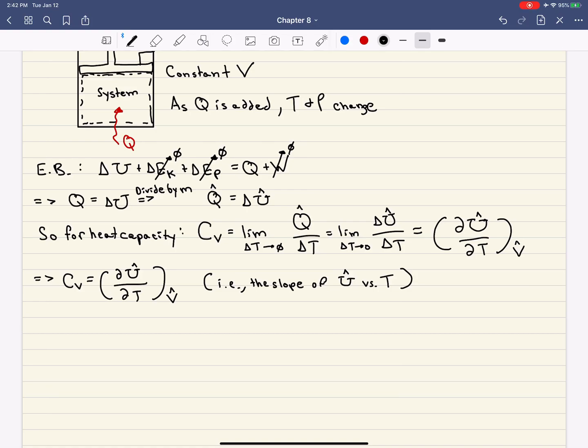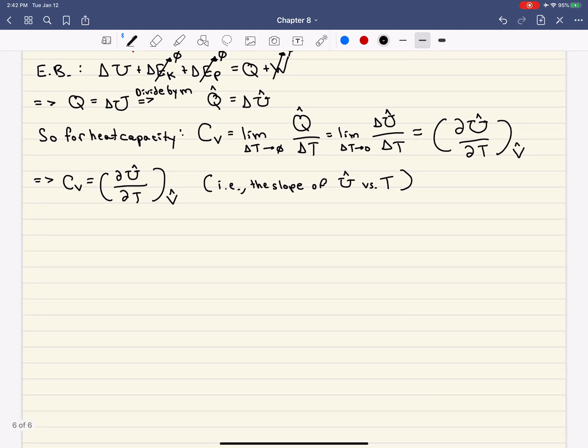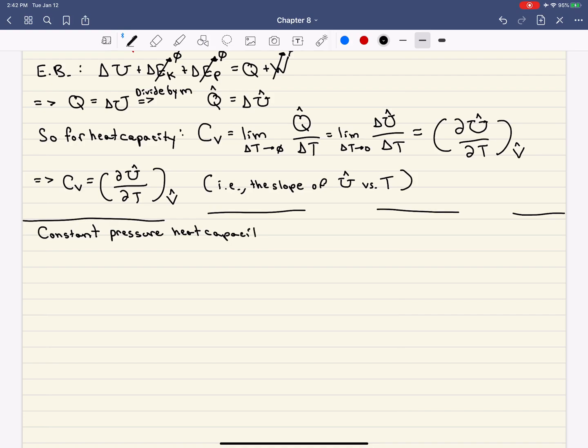So for constant volume systems, the heat capacity is going to be equal to the derivative of the internal energy with respect to temperature. Let's now consider the case where we have a constant pressure system. So the constant pressure heat capacity, otherwise known as the isobaric heat capacity.